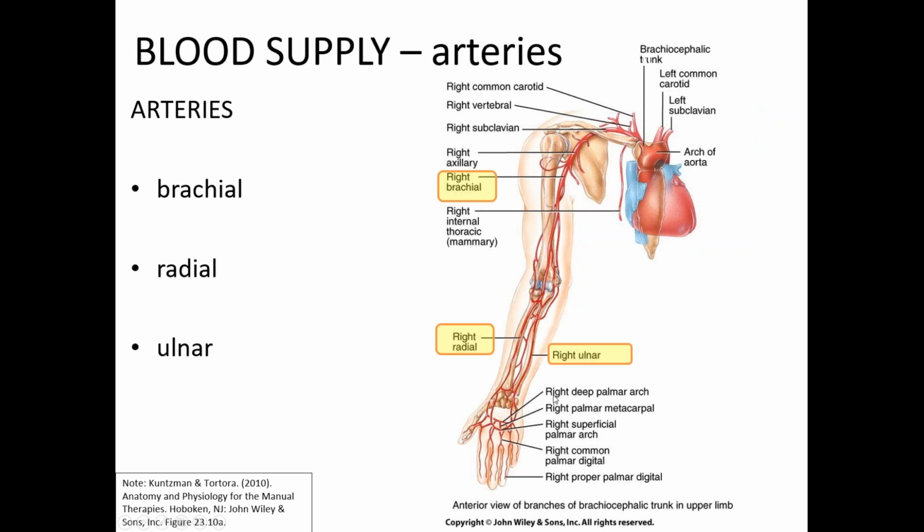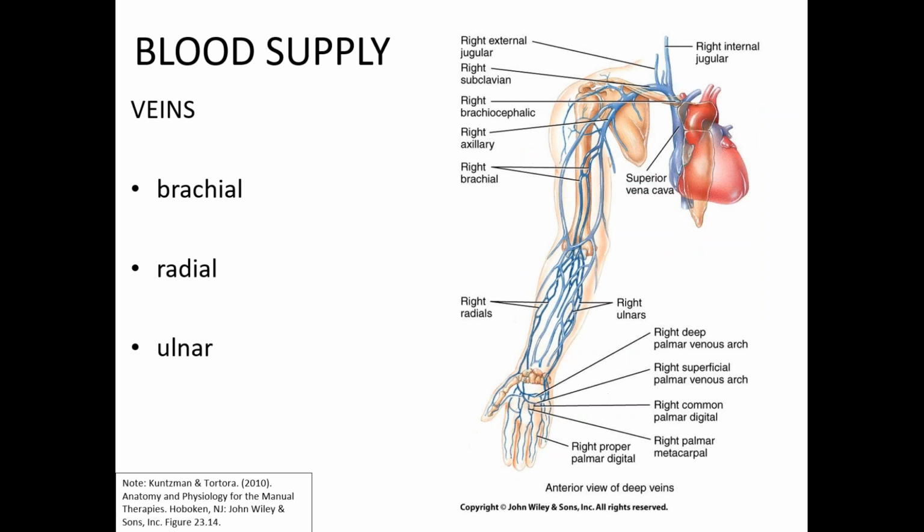And same thing with blood supply, right? Brachial, radial, ulnar. This was in the elbow unit. It's going to be in the hand unit. Veins got the same names.